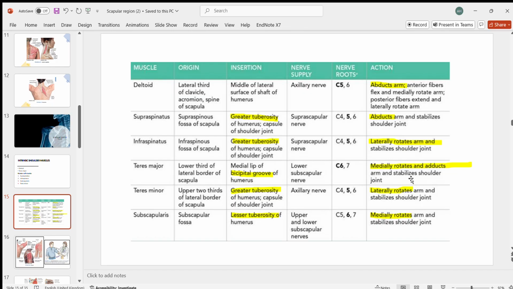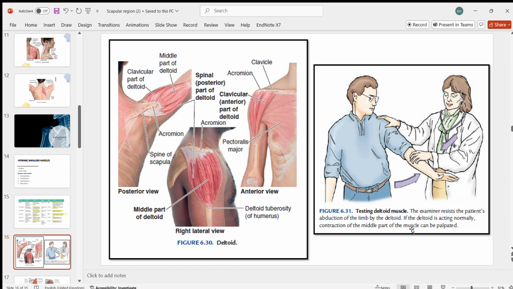Then is the teres minor muscle, which is attached to the upper two-thirds of the lateral border of the scapula and goes to the greater tuberosity of the humerus along with the supraspinatus and infraspinatus. It is supplied by the axillary nerve just like the deltoid, and it laterally rotates the arm and stabilizes the shoulder joint. The last one is subscapularis, starting from the subscapular fossa and going to the lesser tuberosity of the humerus. It is also supplied by the subscapular nerve, and it medially rotates the arm and stabilizes the shoulder joint.